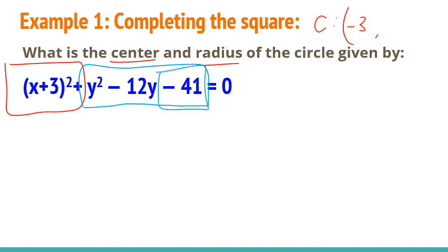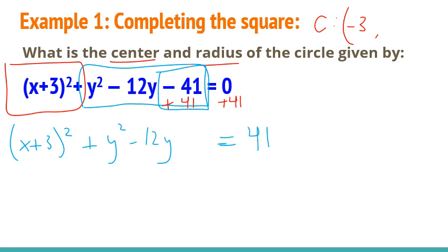I'm going to rewrite this equation, and what I'm going to do is add 41 to both sides. So we've got x plus 3 squared plus y squared minus 12y equals 41. I just moved the 41 over to the other side. Now you'll notice this looks a little more familiar. Now we can complete the square. So I'm going to add b over 2 squared.